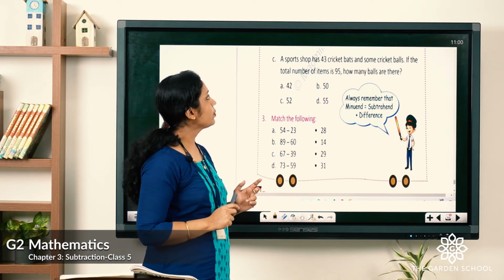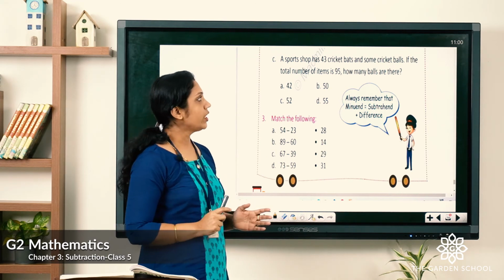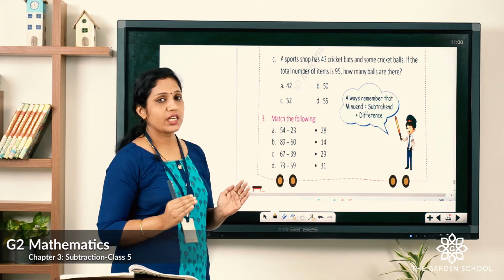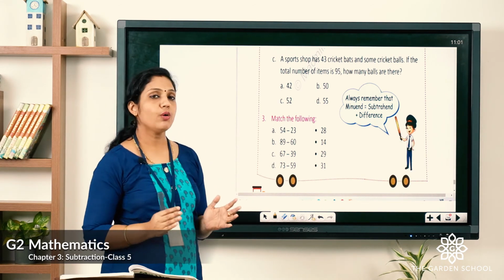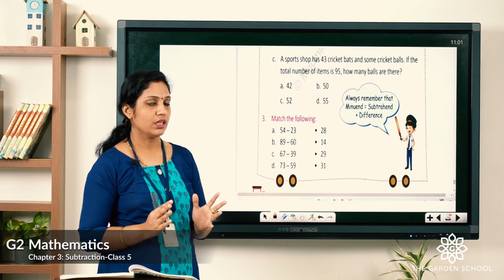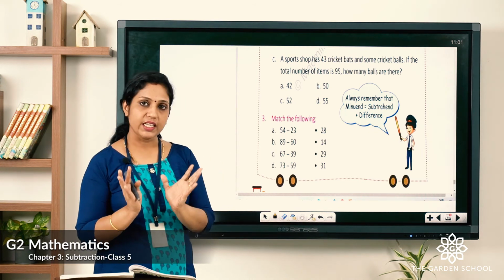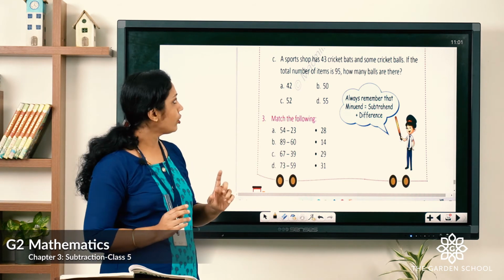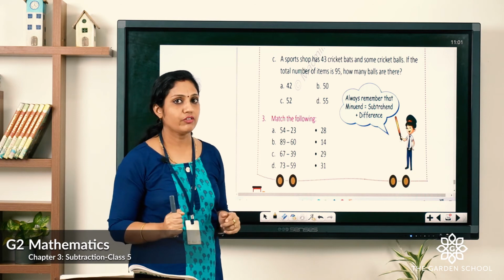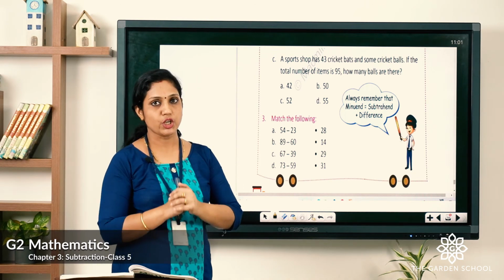Next one, a sports shop has 43 cricket bats and some cricket balls. If the total number of items is 95, how many balls are there? In a shop, a shopkeeper is having cricket bats and balls. The total items that he is having is 95. And out of that, the cricket bats is 43. We have to find out how many balls are there with the shopkeeper.